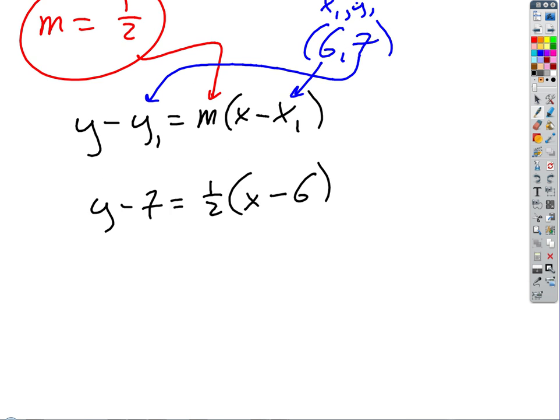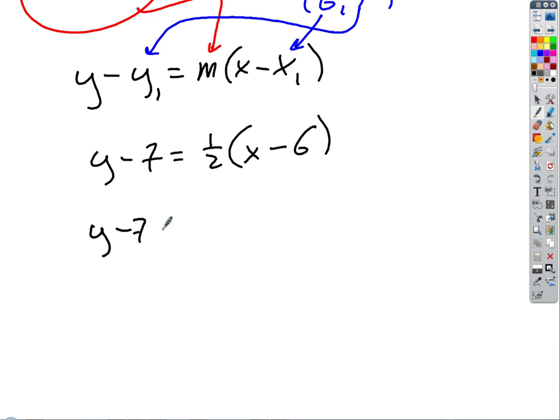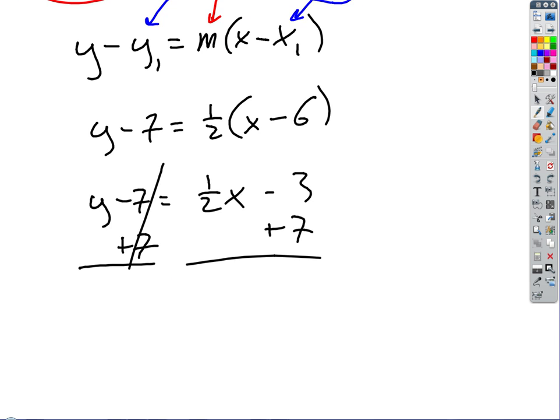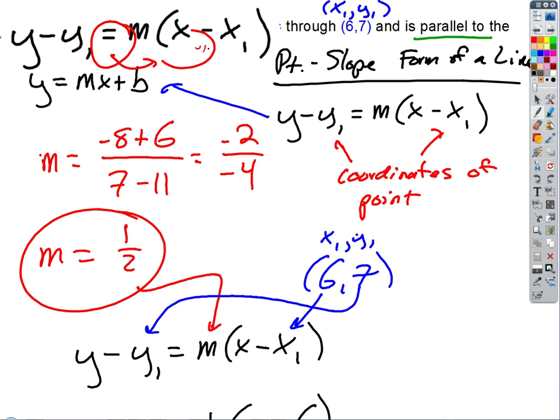So if I distribute the 1/2, 1/2 times x is 1/2 x. Minus 3. Good, okay, 1/2 times 6 is 3. Then the last step, plus 7. Add 7 to both sides, very nice, and we got it. So we get y equals 1/2 x plus 4. Got it. Okay. Now, did we have to use point slope? No. It works great. It's just as good, but we didn't really have to. We could have also, if we wanted to.